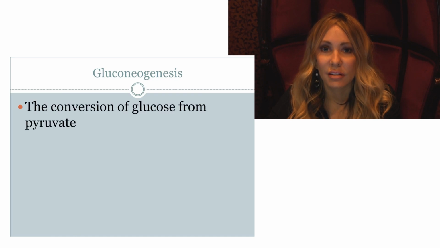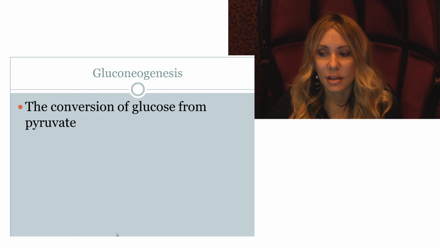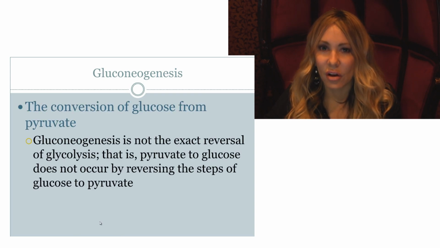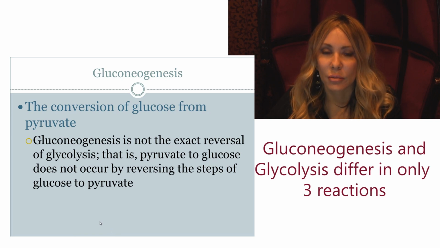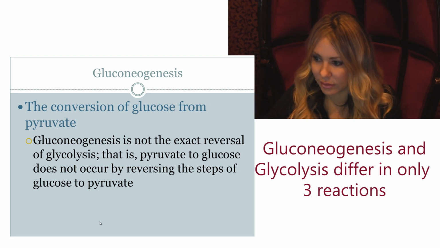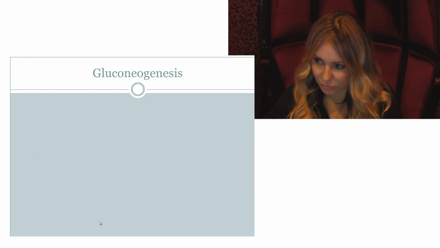Again, gluconeogenesis is making glucose from pyruvate, and it's not the exact reversal of glycolysis. It has three reactions that differ from glycolysis. Remember, glycolysis is 10 reactions with 3 points of control. Well, this will be the flip of that pathway, but again with some exceptions. So it's not a strict reversal.